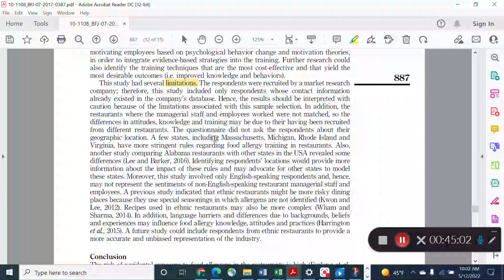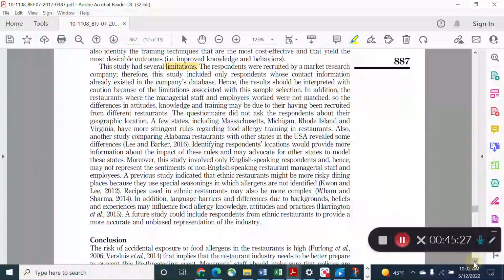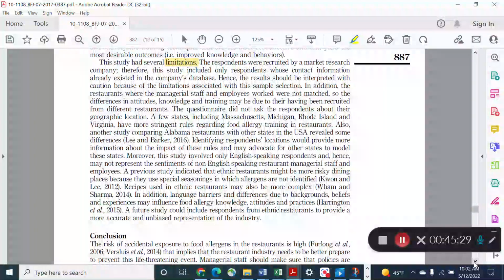The questionnaire didn't ask about geographic limitations, and they point out also that some states have different laws about what has to be on menus. And so that could skew the data slightly, because if the respondents came from some of these states, they're going to have a higher level of standard in terms of what they do put on their menus and how they have to conduct business. So that's another limitation.